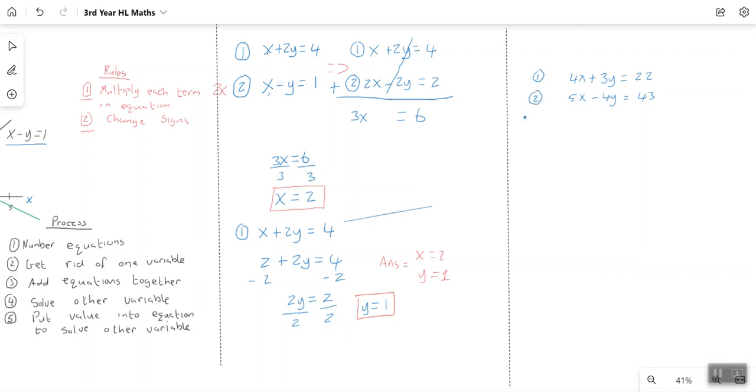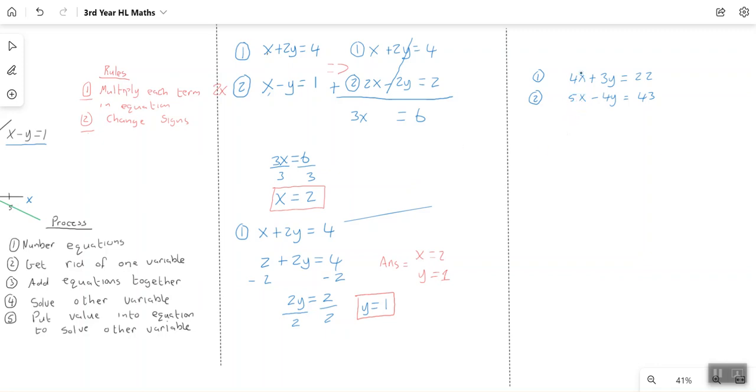So the next thing is you need to decide that you want to get rid of one of the variables, either the x variable or the y variable. So with this one we will focus on, let's say, getting rid of the x variable. So what we have to do is look at this and say, how can I change the top x term and the bottom x term so that they have the same number but opposite signs.